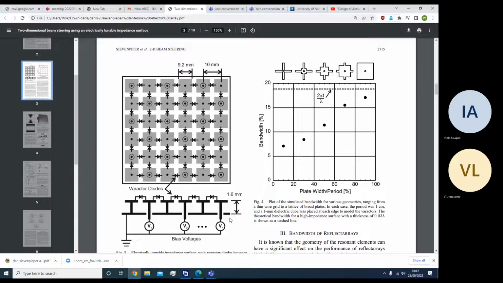You're right. There are some papers I've seen online. This one is a little bit complicated. If you want to do the tuning, the varactor diode is in between the unit cell, it's not shared between one unit cell and another. Am I making sense?